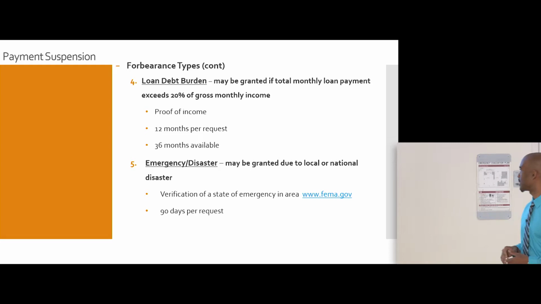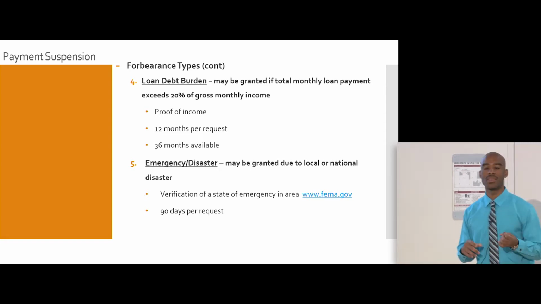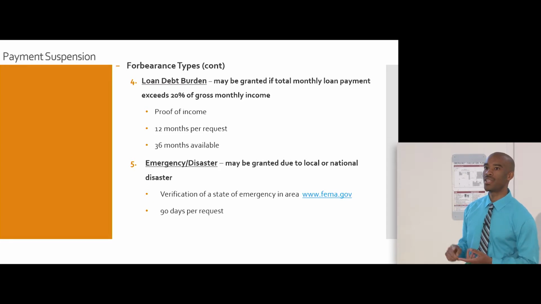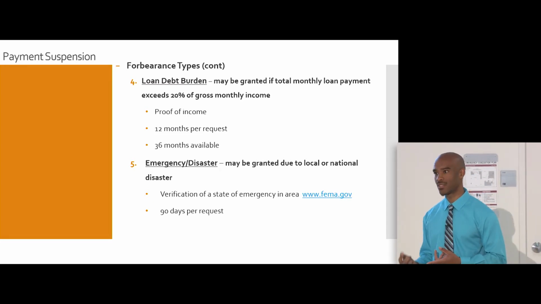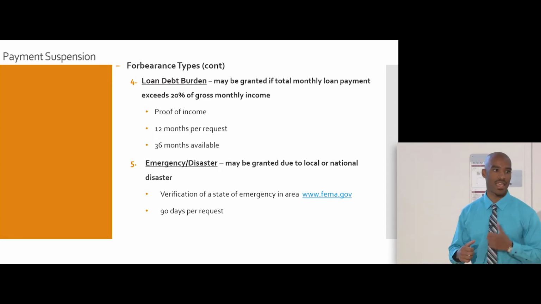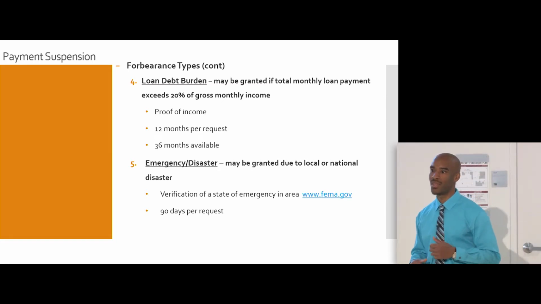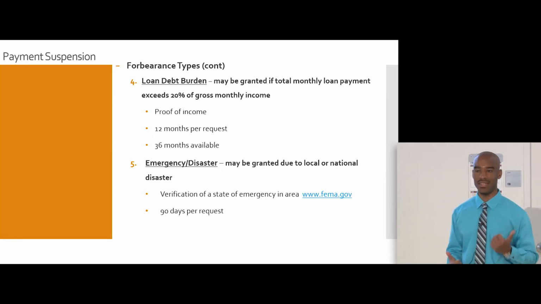You can go to the website FEMA and you can see if there is a natural disaster or anything happening in your area. If so, contact your servicer and say, hey, there's a disaster, or there's a state of emergency in my area. I'd like to have a forbearance placed on my account. They'll look it up. They'll say, okay, yeah, I see it. 90 days on the account.